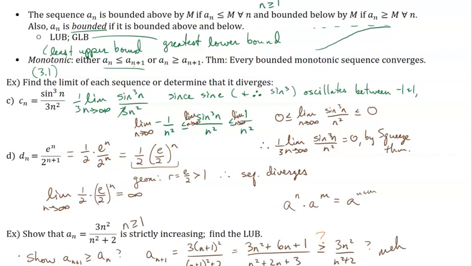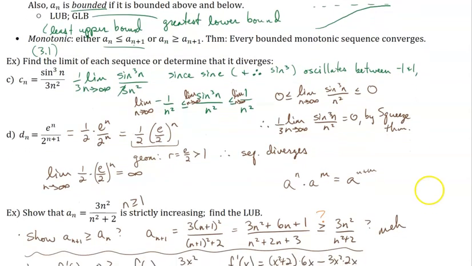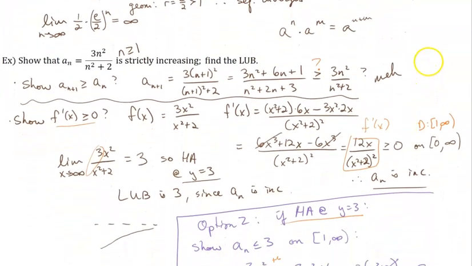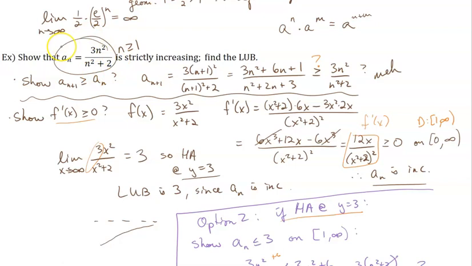One of the things we talked about in 9.1 was boundedness. A sequence could be bounded above or below or both. Specifically, we looked at the least upper bound or greatest lower bound, like we did in this example, where we wanted to show that this sequence was strictly increasing. So we used the derivative to do that. And then we also found the least upper bound, which was the same as the horizontal asymptote. Okay, so that's what we started with in 9.1.